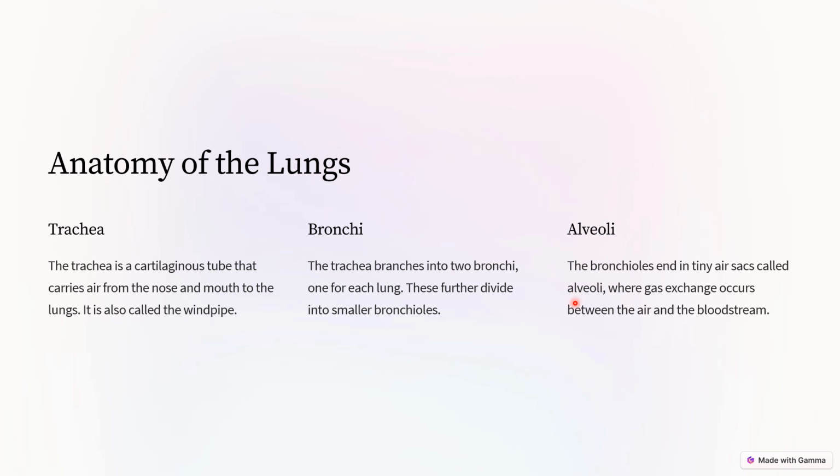Now, alveoli. The bronchioles end in tiny air sacs called alveoli, where gas exchange occurs between the air and the bloodstream.